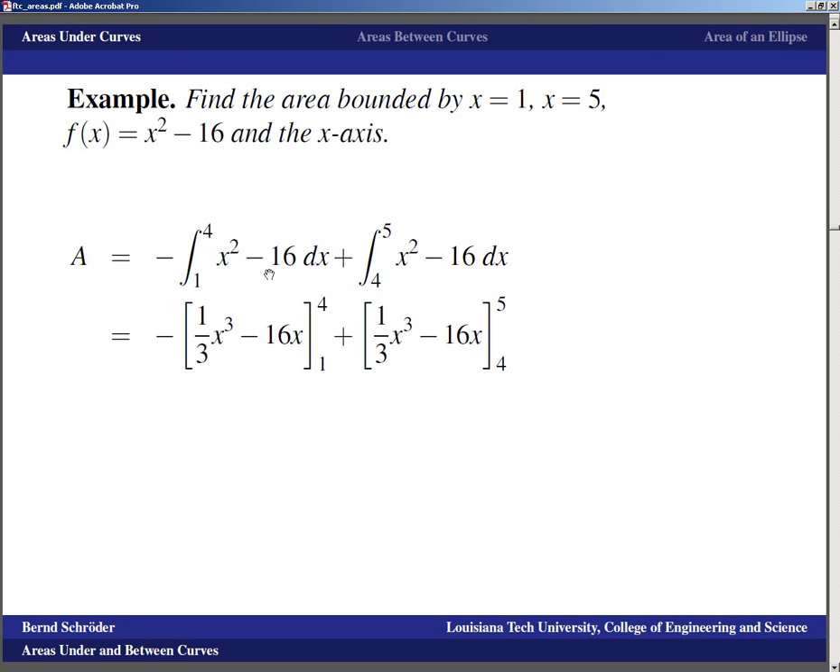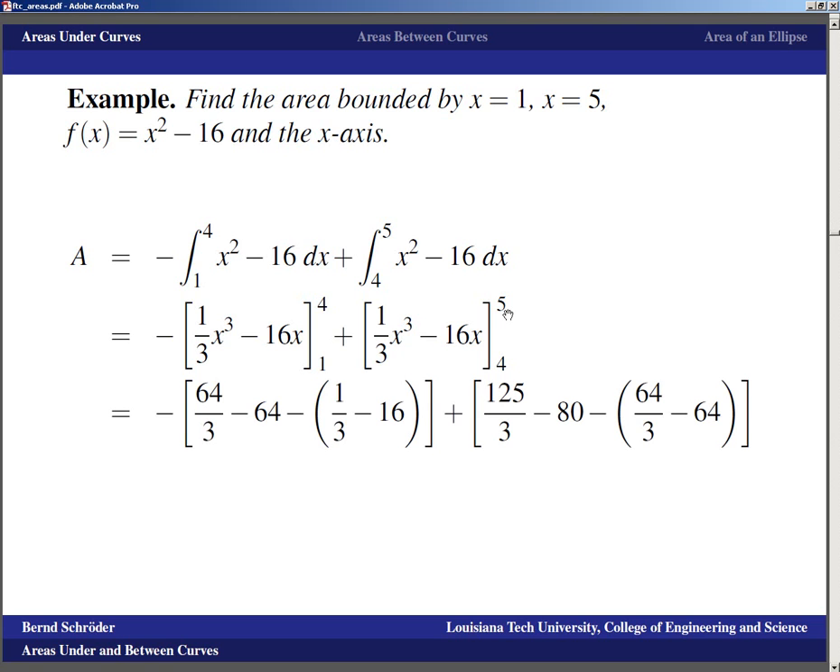Well, here what do we have? We have the antiderivative, which is 1/3 x cubed minus 16x. For the first interval, we take the antiderivative from 1 to 4. For the second interval, we take it from 4 to 5. And now we just have to plug in numbers. Well, let's see. 4 cubed is 64, so we get 64 thirds. Minus 16 times 4, it's 64.